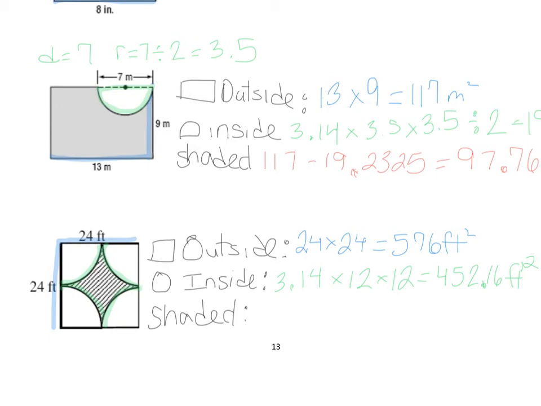And to do the shaded region, we have to take our outside figure area, which is 576, and take away the holes that we cut out, the 452.16 feet squared. That leaves us with 123.84 feet squared.